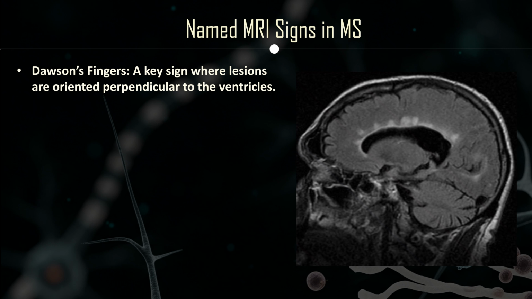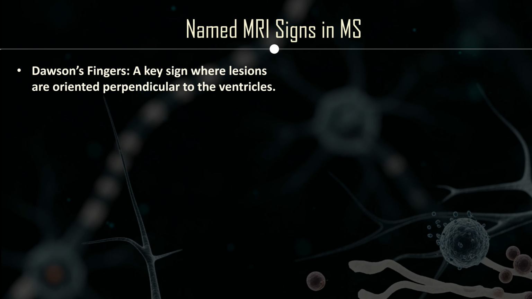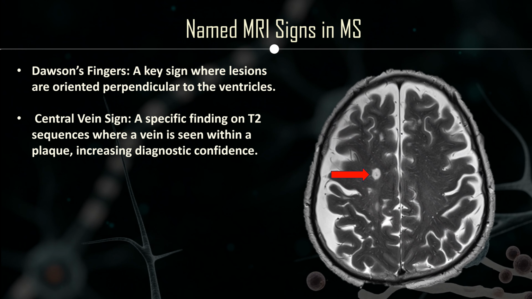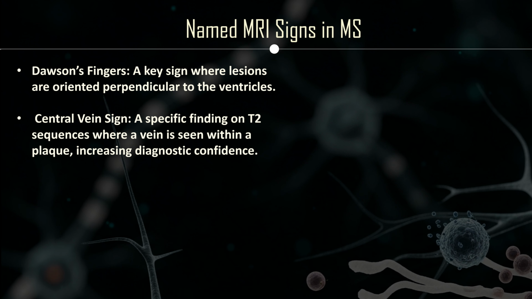MS. One such classic sign is Dawson's fingers. These are lesions typically oriented perpendicular to the ventricles, a highly characteristic finding. Another increasingly recognized sign is the central vein sign. This is a specific finding on T2 sequences where a small vein is visible within a demyelinating plaque, a feature highly suggestive of MS pathology.